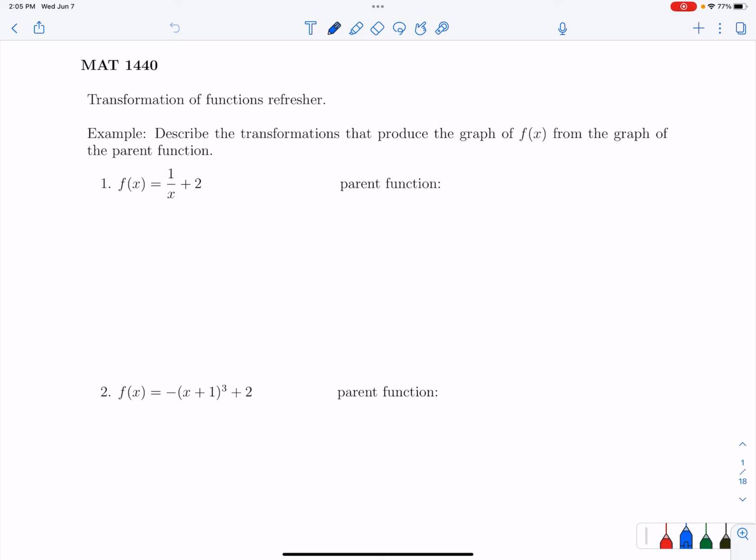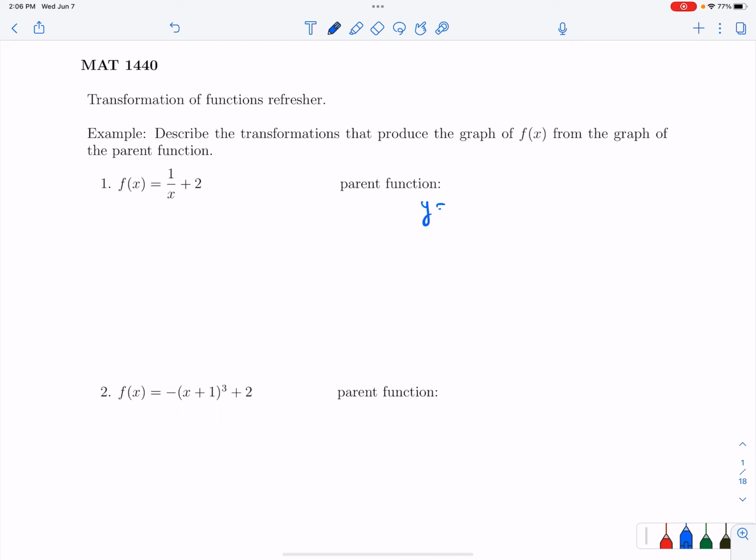In this video, I'm going to go over how we can transform functions. So we'll do that by going through a series of examples. The first says, describe the transformations that produce the graph of f of x from the graph of its parent function. So for number one, we have f of x equals 1 over x plus 2.